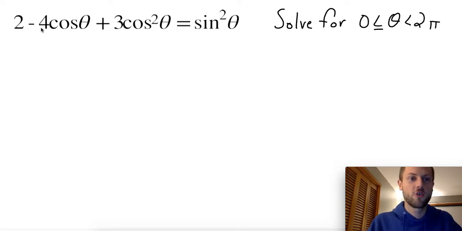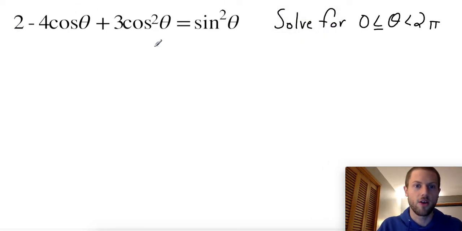We've got 2 minus 4 cosine of theta plus 3 cosine squared of theta equals sine squared of theta. Wow, this one's going to be interesting. When we want to solve this, we want to keep theta in between 0 and 2 pi. So let's go ahead and dive right into this.